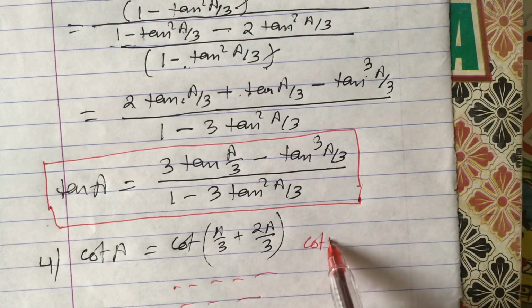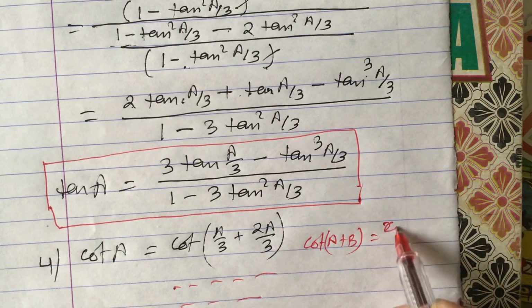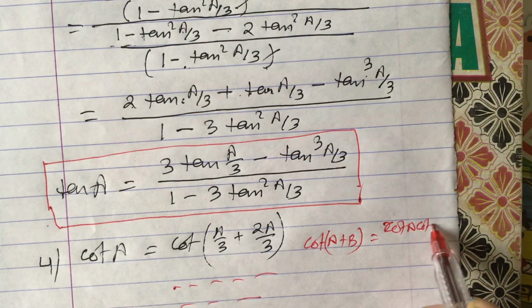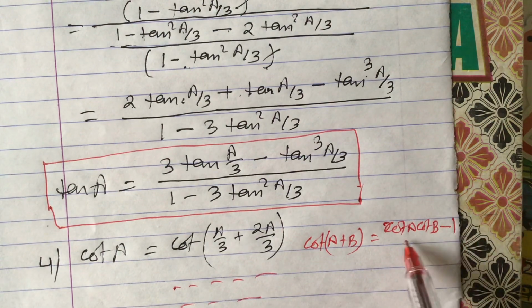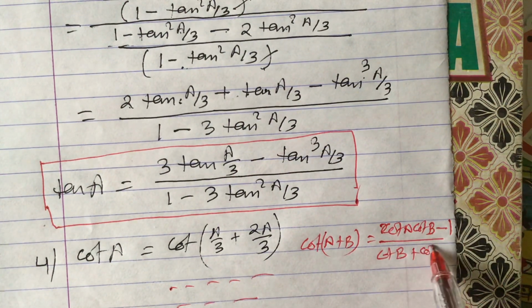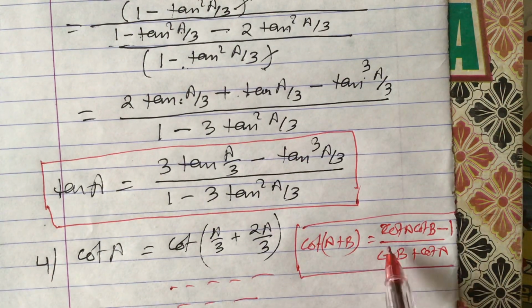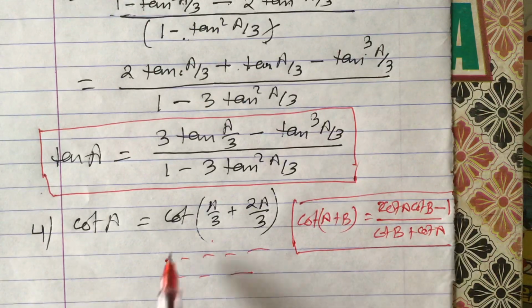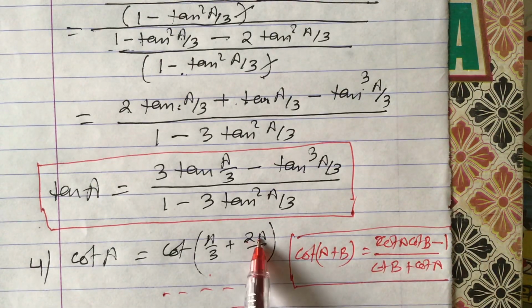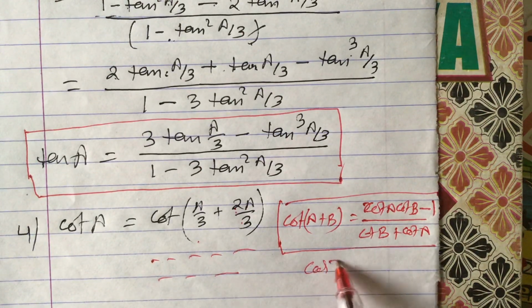Look at it, the cot a plus b formula is like this: cot a cot b minus 1 divided by cot b plus cot a. This formula you can apply. Okay, apply this one formula. And again afterwards you will also get 2a by 3. In this case, the cot 2a formula is also needed.